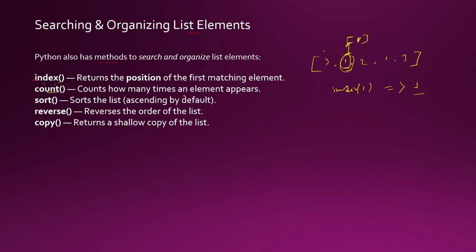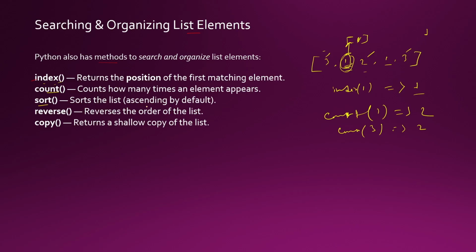Count counts how many times an element appears. If we write count of 1, how many times has 1 appeared in my list? That is 1 and 2, so the output will be 2. If I write count of 3, how many times has 3 appeared? 1 and 2, then 2. If I write count of 2, it will give me an answer of 1, because 2 has appeared 1 time.